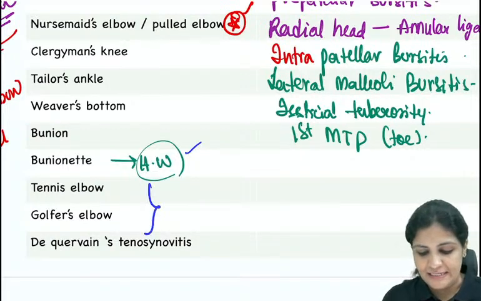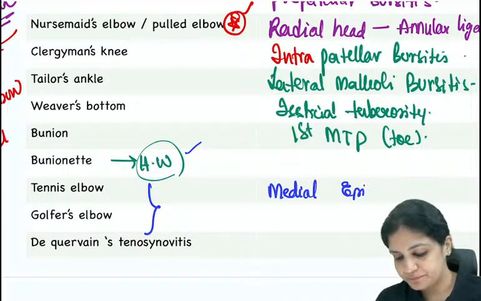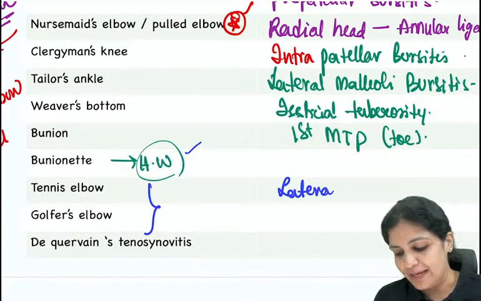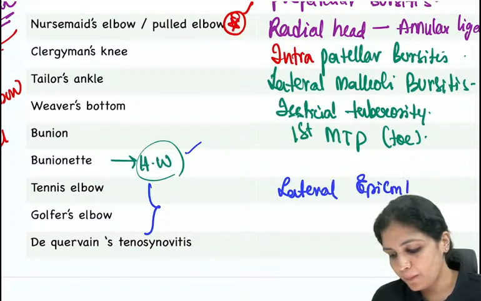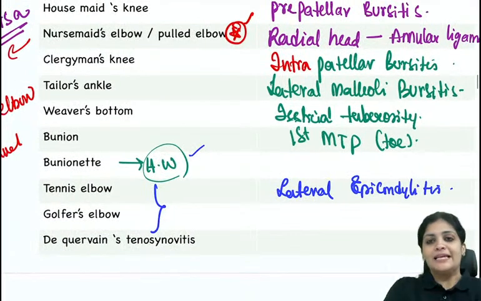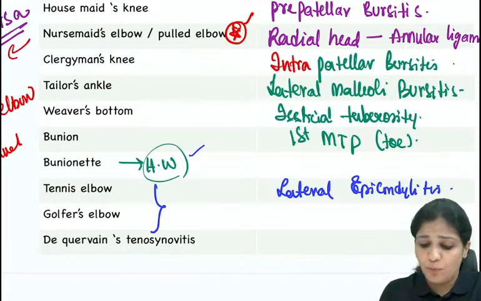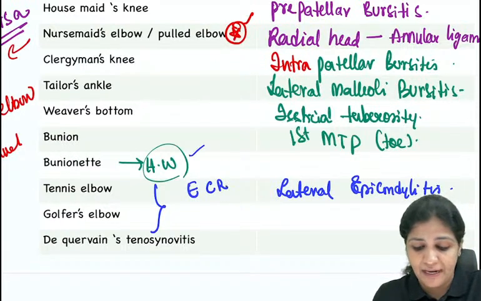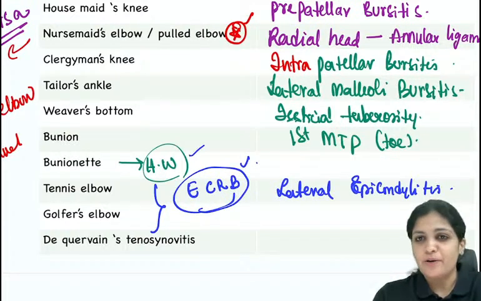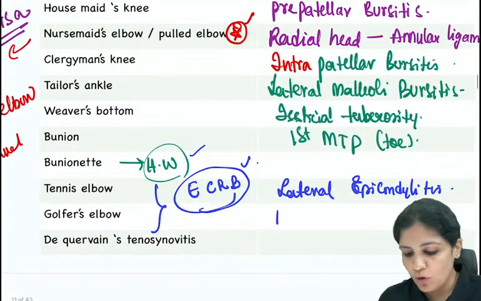What is tennis elbow? Very, very easy. Sorry. Tennis elbow is lateral epicondylitis. In this lateral aspect, the patient comes with severe pain, and which tendon is involved? Extensor carpi radialis brevis. Please remember this. Sachin Tendulkar, though a cricket player, suffered with tennis elbow. Very good.